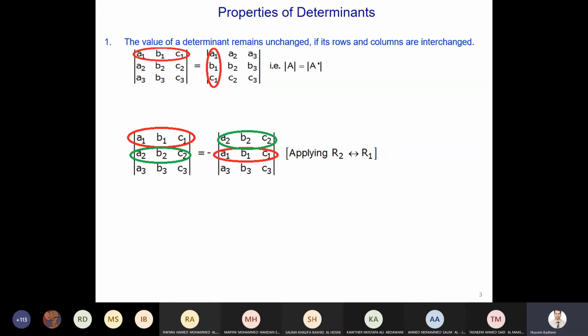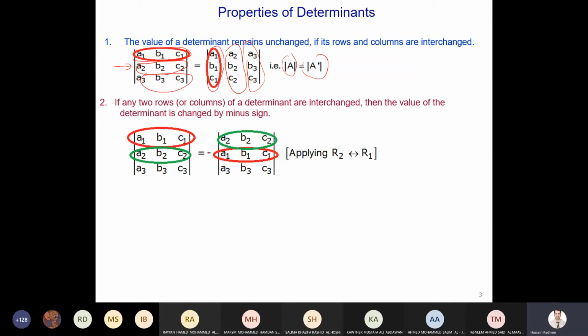The first one says that the value of the determinant remains unchanged if its rows and columns are interchanged. You can see here what happened: in the first determinant, I changed the rows into columns, rows into columns, rows into columns. What we call this is the transpose, right? When I change them, the determinant is still equal to the determinant of the transpose. Nothing changed. So it doesn't matter if we change the rows into columns or columns into rows.